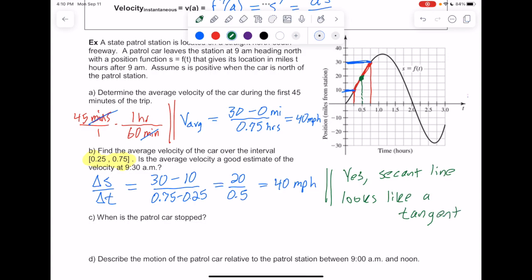All right, so now they want to know, when is the patrol car stopped? Well, if the patrol car is stopped, that means its velocity is 0, and that means the derivative of the position function is 0. And we know that when the derivative is 0, we have horizontal tangents. So here's a spot that looks like that's happening, and down here is another spot where it looks like we're getting a horizontal tangent. So then the key is, they asked, when is that happening? So we want to get the value of t for that.